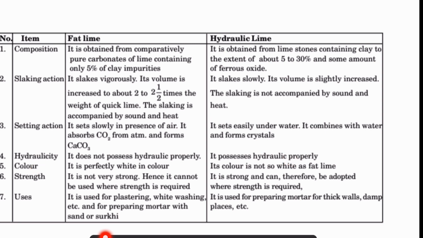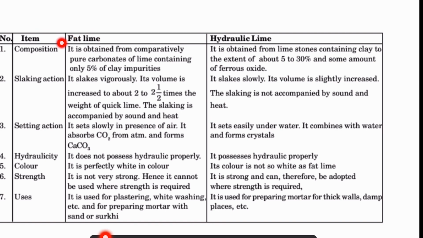Talking about the color, fat lime being the purest form, will be white in color. Hydraulic lime containing some amount of impurities in the form of ferrous oxide and higher clay content, the appearance is not as white as that of fat lime. Fat lime is not that strong, hence cannot be used where strength is required, while hydraulic lime has a good amount of strength, and because of which it can be used in places where strength is required.